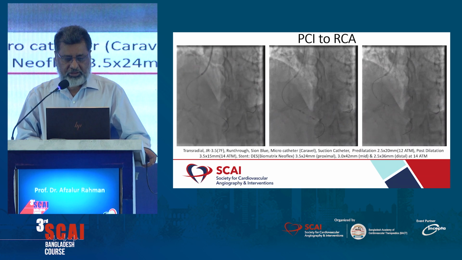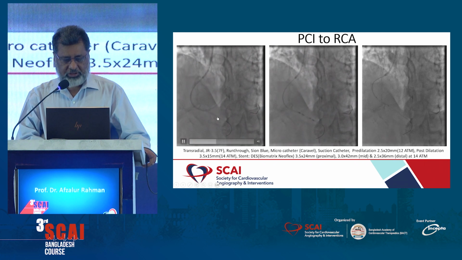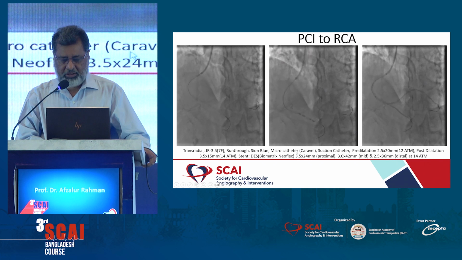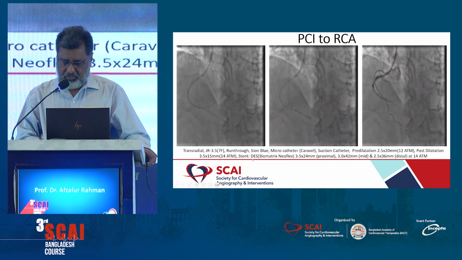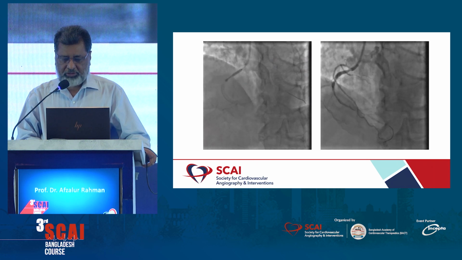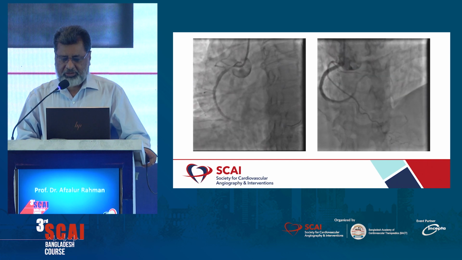So our plan is to do the RCA first, with a microcatheter. This is not a simple lesion. We had to struggle a little, use the microcatheter, and we had to use the suction catheter, predilatation, and we used 3 stents subsequently. I will not elaborate on this. And post dilatation. And this is the final result.